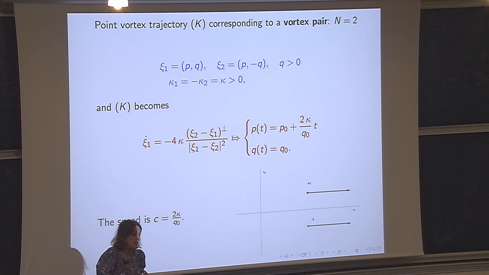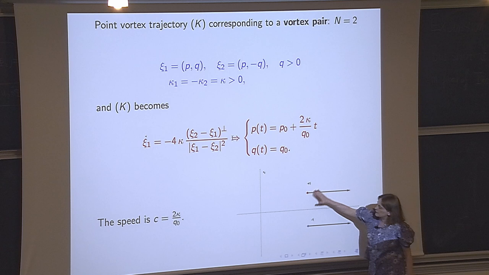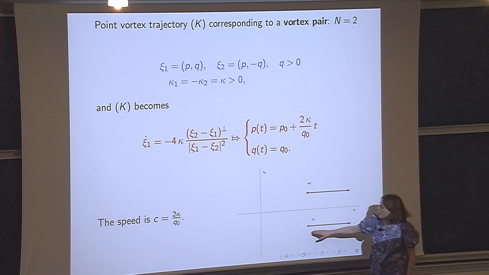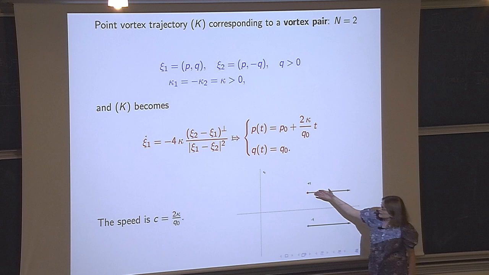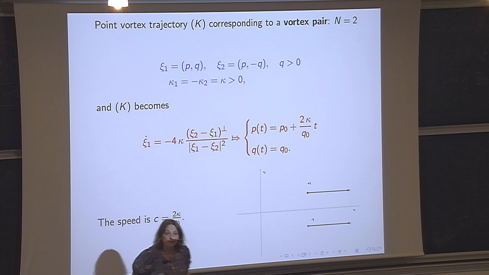So what is a vortex pair? What do you see in the point vortex model? You consider two points, and you put them with this symmetry. So you have xi1 here, it's called (p, q), and xi2 here is called (p, minus q). And here you put a positive charge, a plus one, and here you put a minus one. And you insert this inside the Kirchhoff-Routh system of ODE, and you get this equation here.